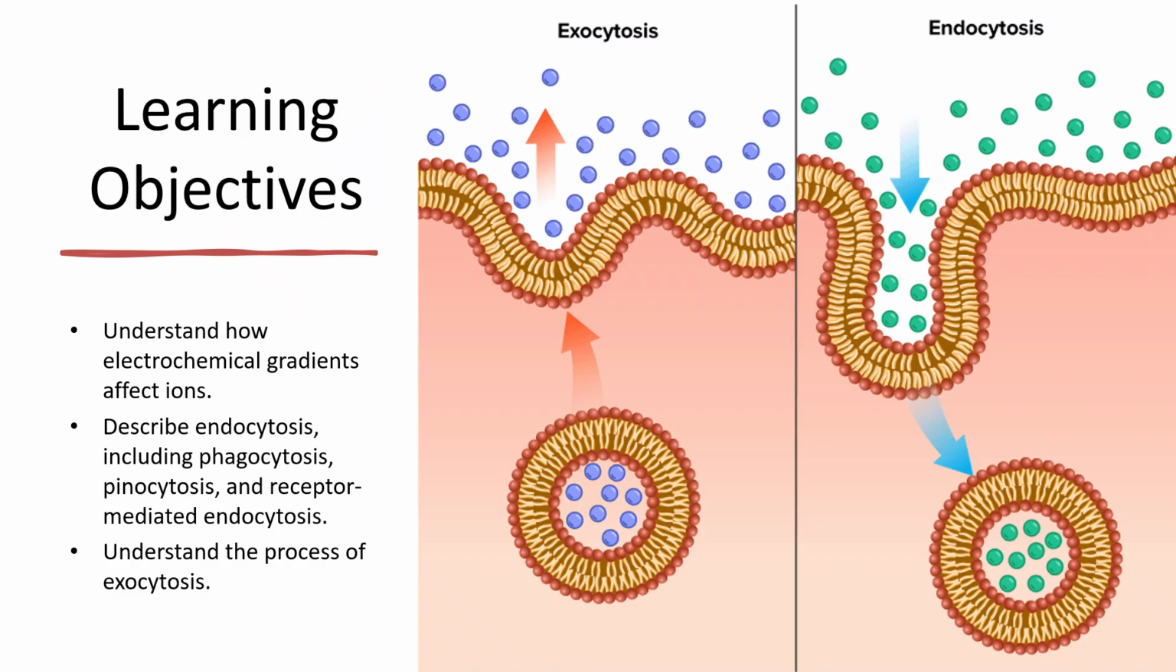Our goals in this section are to understand how electrochemical gradients affect ions, describe various forms of endocytosis, phagocytosis, pinocytosis, and receptor-mediated endocytosis, and to explain the process and purpose of exocytosis. These concepts help us understand not only how individual cells function, but also how systems like the nervous and immune systems operate.